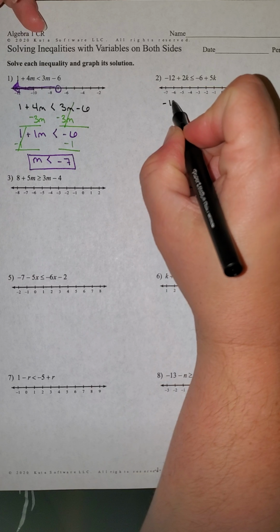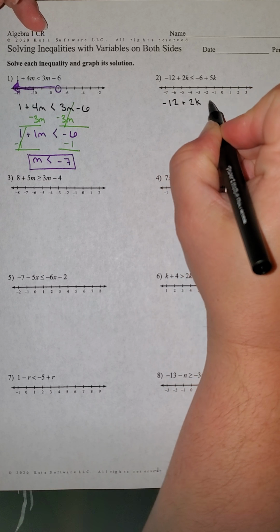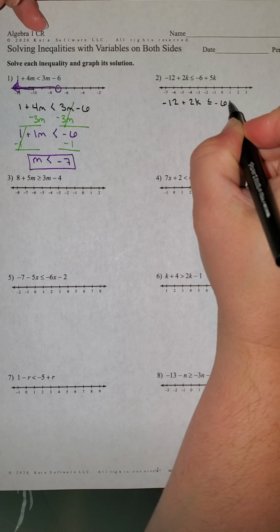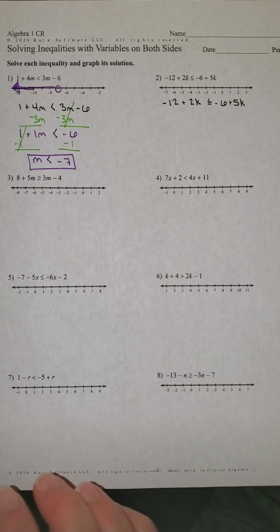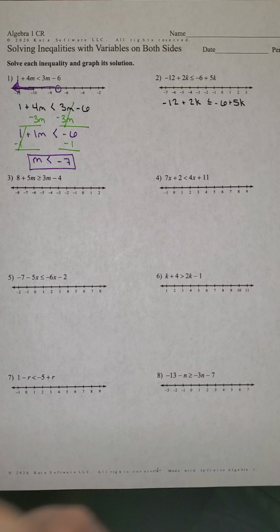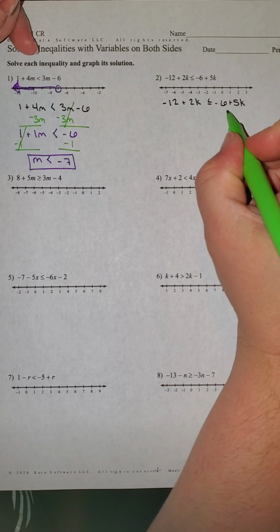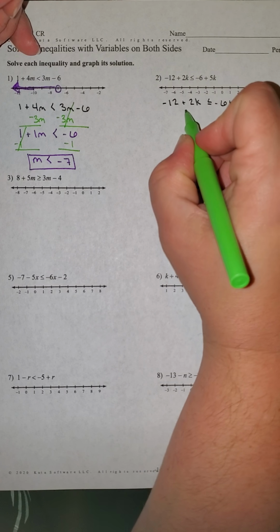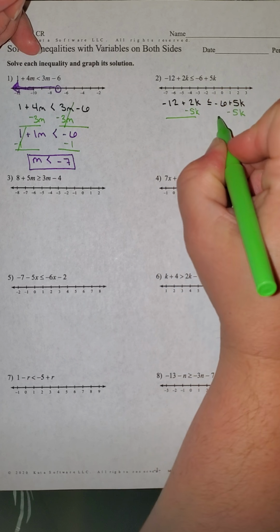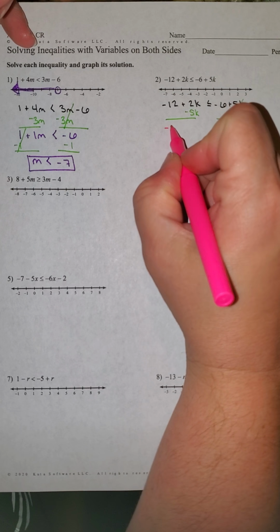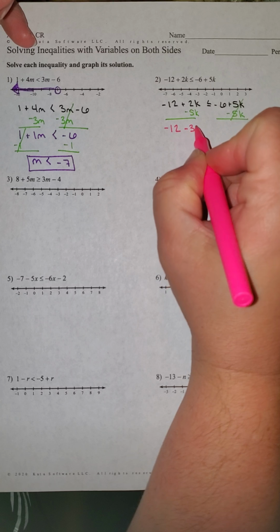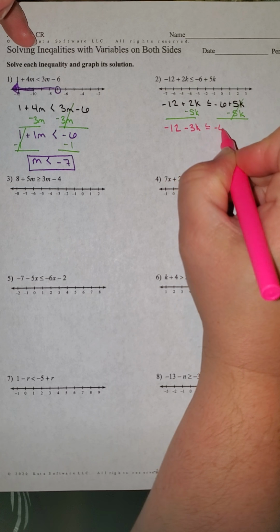Alright, number 2, we have negative 12 plus 2k less than or equal to negative 6 plus 5k. So I'm going to move that 5k, even though it means I'm going to have a negative on the left-hand side. I don't care. I want the k's over there. So I'm going to subtract 5k from both sides. So we have negative 12, and then 2 minus 5 is negative 3k, less than or equal to negative 6.